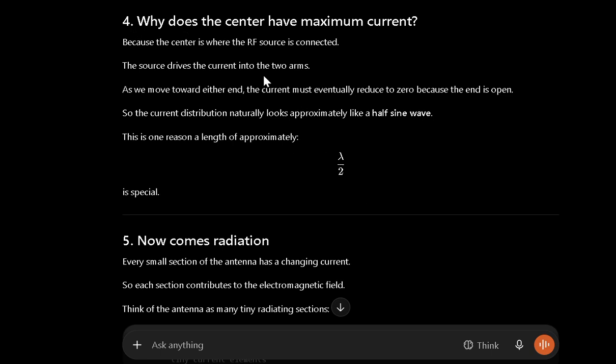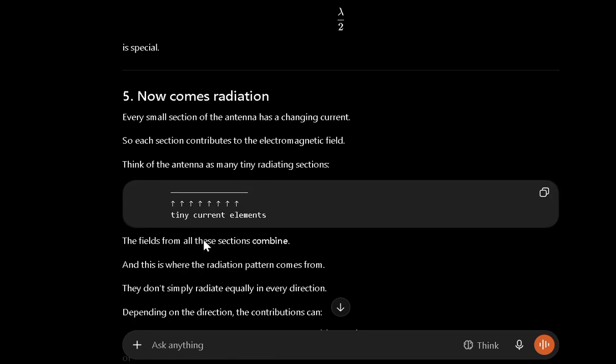The reason we use lambda by 2 is that the center is where the RF source is connected, and the source drives current into two arms. As we move toward either end, the current must eventually reduce to 0. So the current distribution actually looks like a half sine wave. This is the reason for approximately lambda by 2. A half sine wave means lambda by 2 overall. We will look at it later. Now comes radiation.